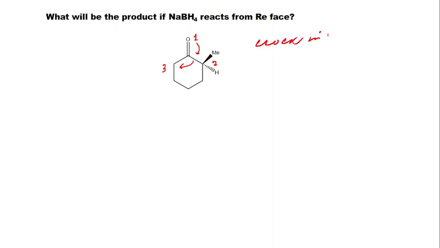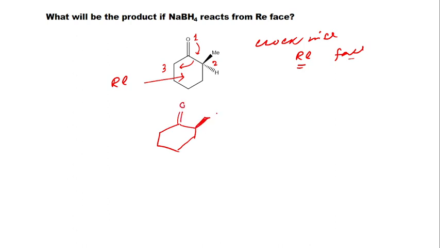Clockwise means the face, let's say the methyl group is on the front side toward you, as if you are looking at your mobile, with the methyl group projected towards you, and this ring present on the ring. So this is clockwise, means this is the re face. So the face you are seeing is the re face. The opposite side of our view is the si face. So now the question is this: sodium borohydride will attack from the re face. Then what will be the product?